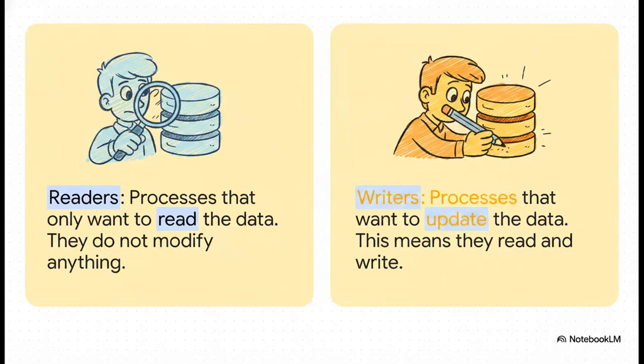Now, on this battleground, you've got two types of processes. On one side, you have your readers. They're just window shopping. They only want to look at the data, like checking that train schedule. And on the other side, you have the writers. They're here to make changes, like booking a ticket, which actually modifies the number of available seats.